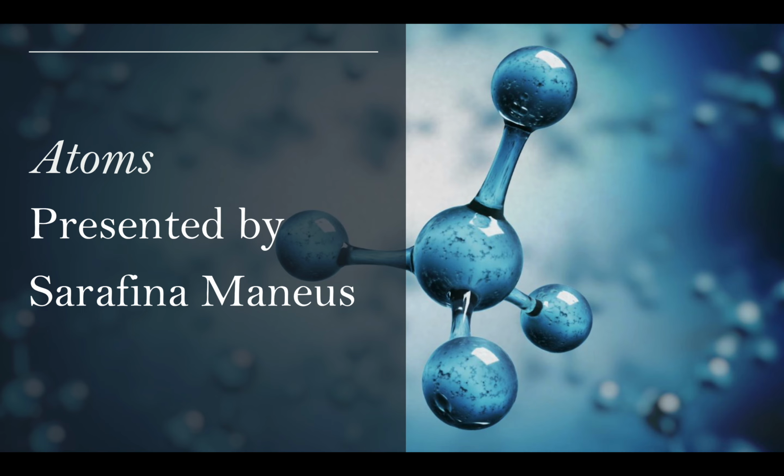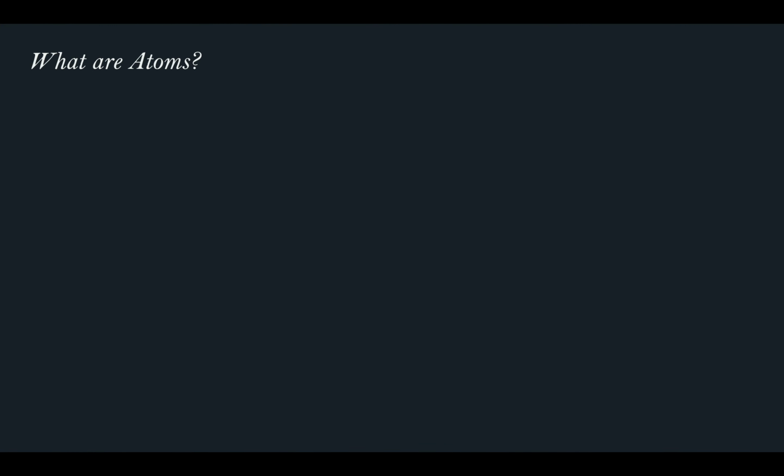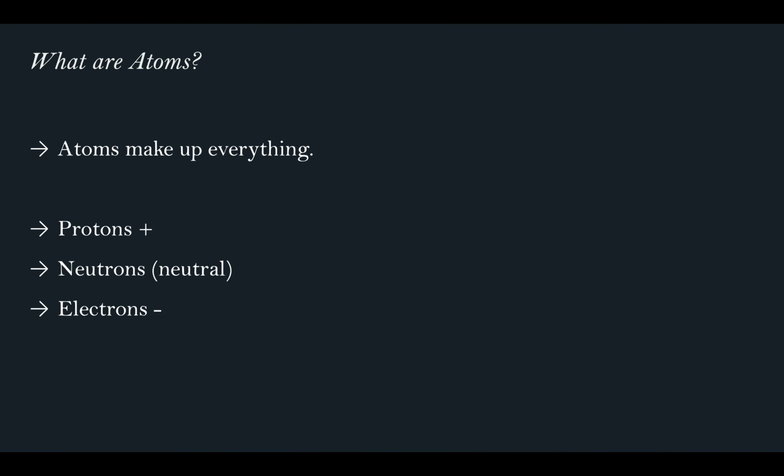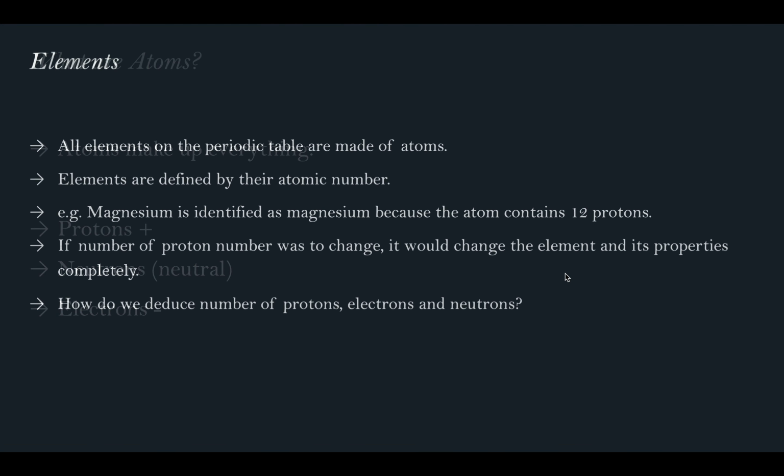So what are atoms made up of? Well, atoms are made up of protons, neutrons, and electrons. Protons are positively charged. Neutrons do not have a charge, and they are both found in the nucleus of the atom. And then electrons are found on the outside, surrounding the nucleus, and they are negatively charged.